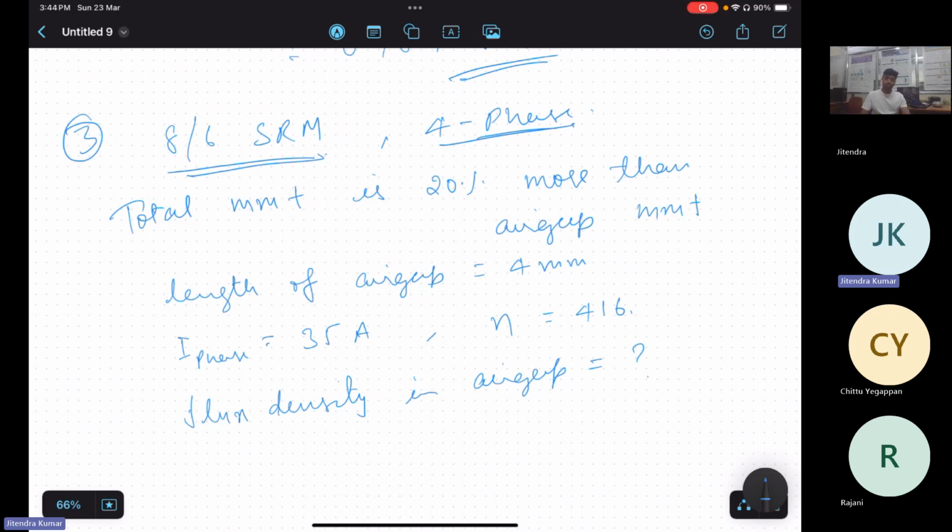Okay, so I hope the question is clear to you. So to calculate the flux density in the air gap, which parameter would be required from this much given data? Current is given, number of turns is given. Any relationship between MMF and flux density?